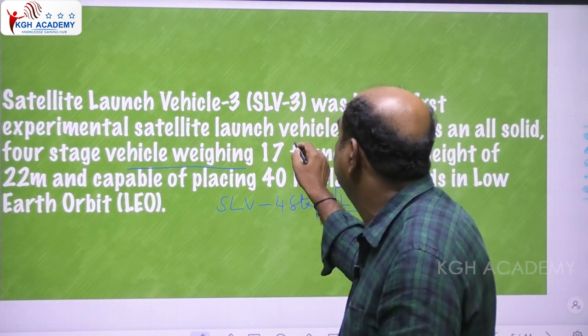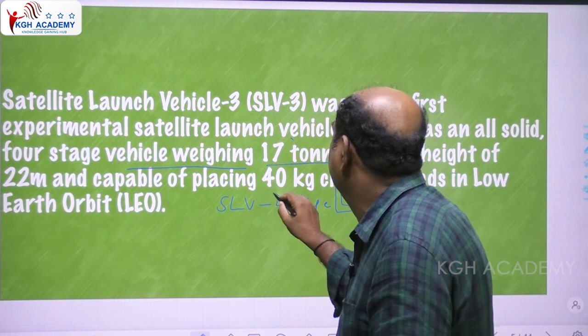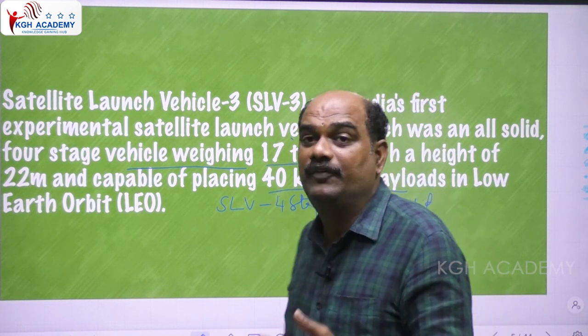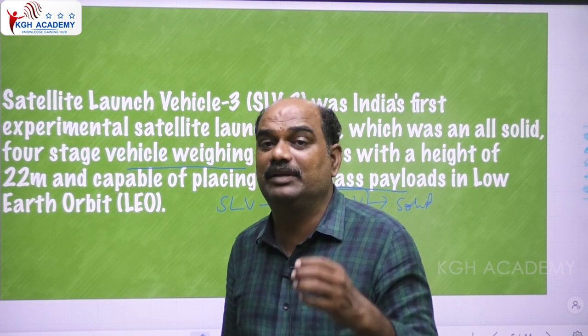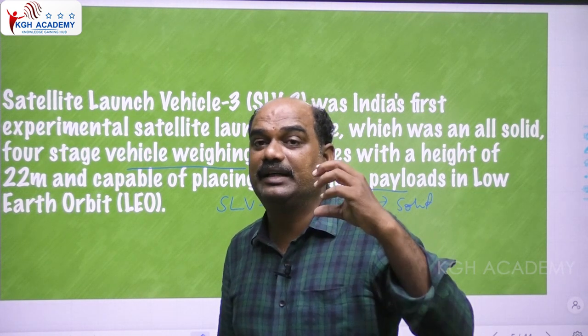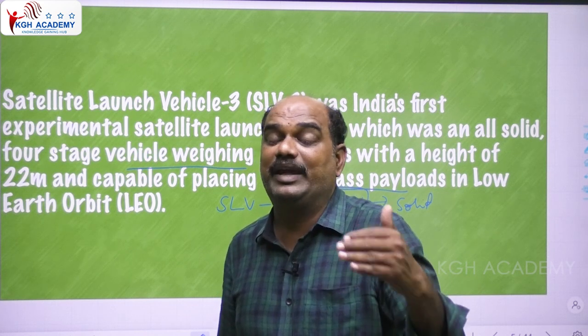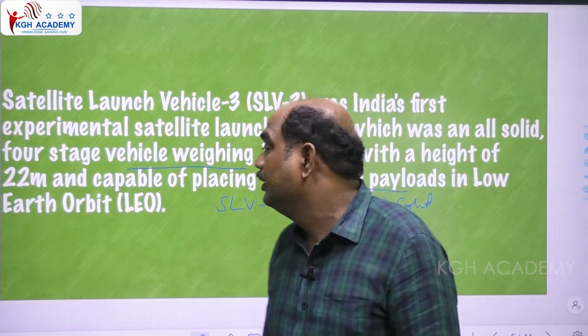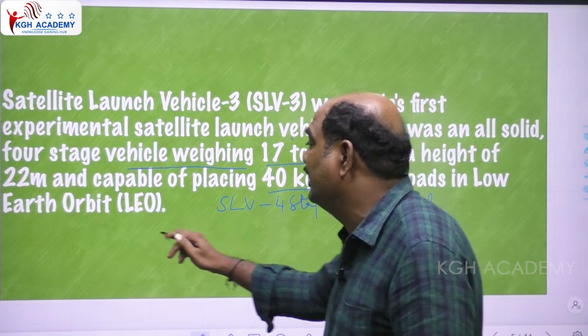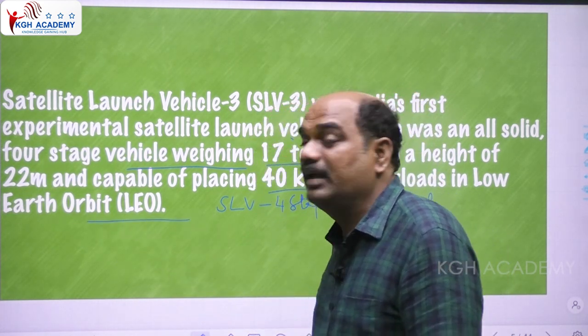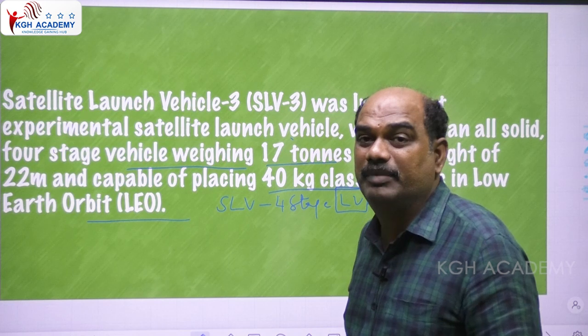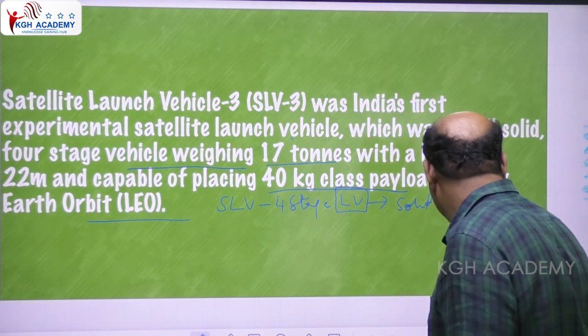And it can carry a satellite with a weight of 40 kg. Satellites with a weight of 40 kg can be carried by this launching vehicle called what? Satellite Launching Vehicle. Okay. And into which orbit can it carry the satellite? It is nothing but LEO, low Earth orbit.